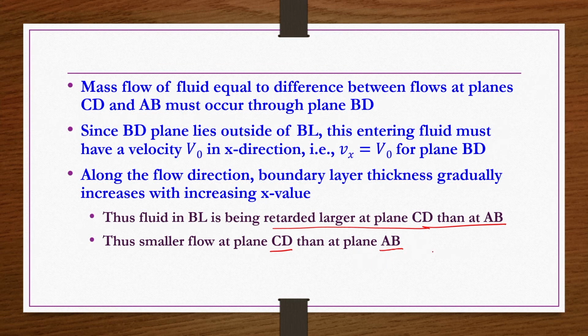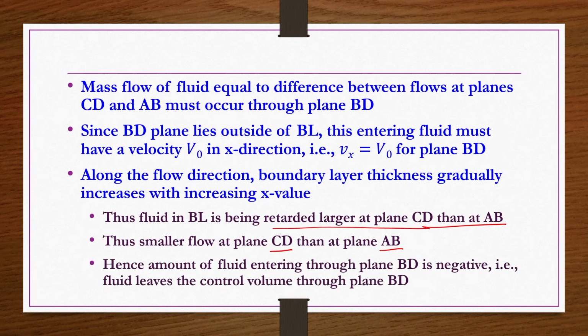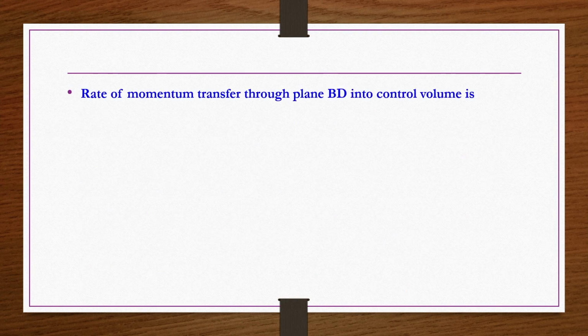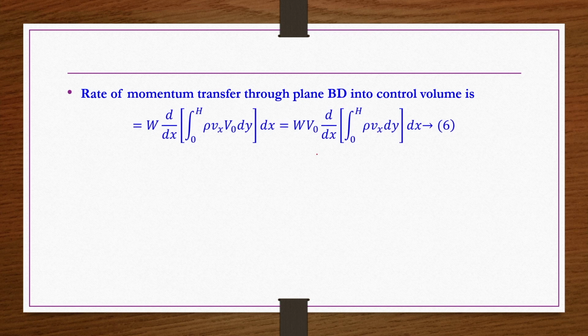You can also see this through the cross-section area of the boundary layer at the AB plane and the CD plane. At the CD plane the cross section is more, so there would be less flow. Hence the amount of fluid entering through the BD plane is negative, that is, fluid leaves the control volume through the BD plane. But we want how much momentum is entering the boundary layer, so that is the reason we take the negative of this. So the rate of momentum transfer through the BD plane into the control volume would be nothing but d by dx of integral rho Vx V naught W dy dx.